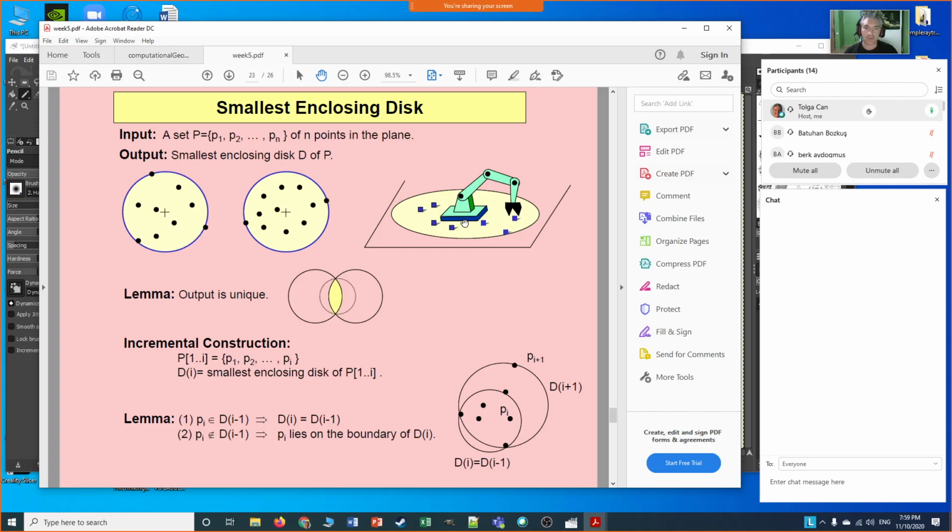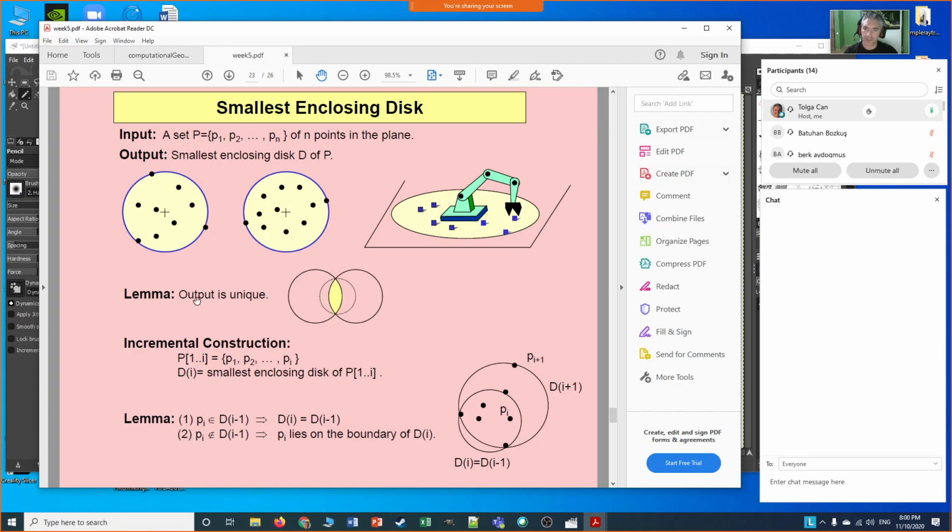That's the problem. You may think about this problem coming up in robotics, in which you may want to place a robotic arm in such a way that, where should I place it? What should be the center so that I would be able to access all of them? Not one of them will be far away. So I want the smallest radius circle possible. And the output of this is unique.